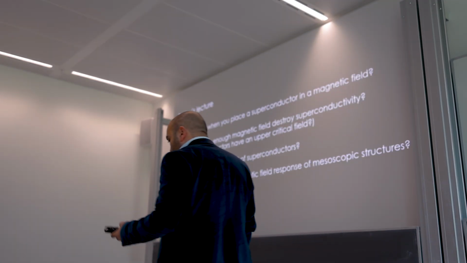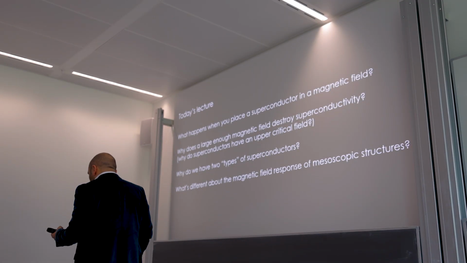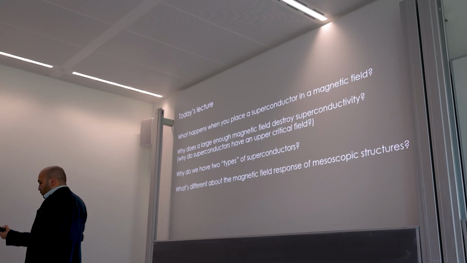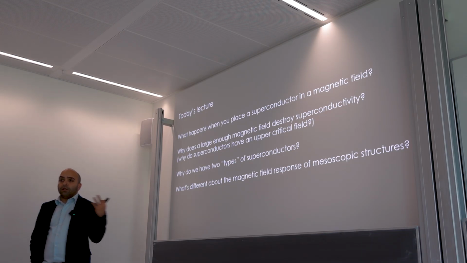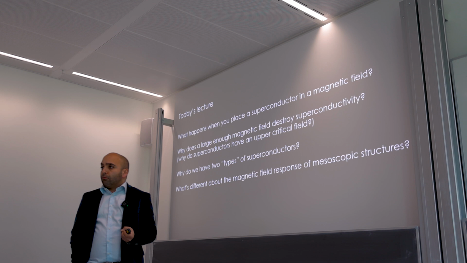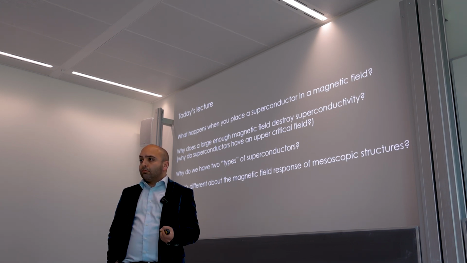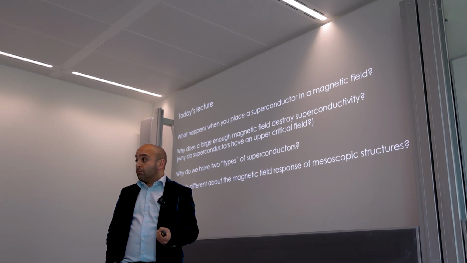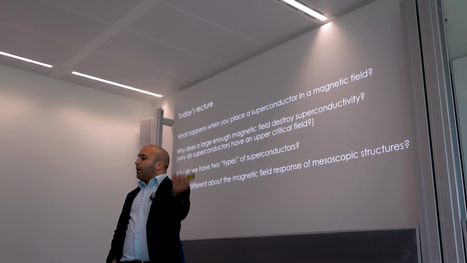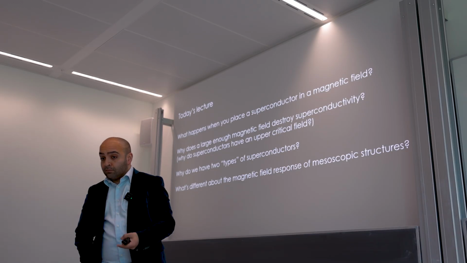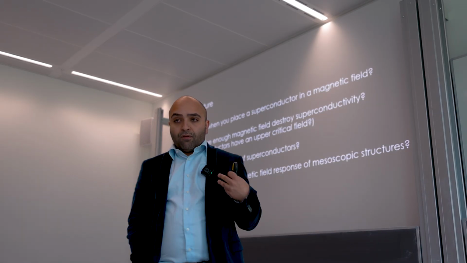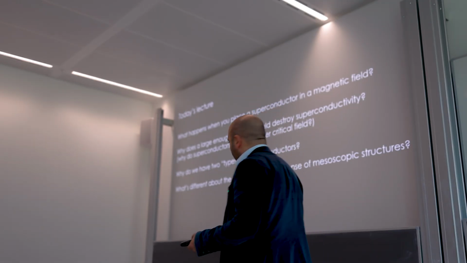So today's lecture, we're going to look at what happens when you place a superconductor in a magnetic field. You have a superconductor, you apply a magnetic field, what happens? Any idea what happens? Right, and now if you keep ramping up the field, what happens? At some point you reach the critical current. Yes. So if your field is large enough, it will suppress superconductivity.